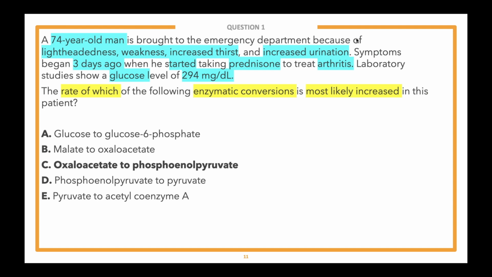C. So even if you didn't know exactly which step was increased by prednisone, you could take a look and say, well, the only one that would increase glucose in this question would be the gluconeogenic pathway of answer choice C. So there were a couple ways you could have gotten to this correct answer choice, and all are good ways to get there. So hopefully you guys were able to pick up on that, and great job with this first question.